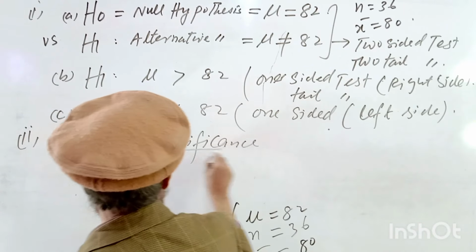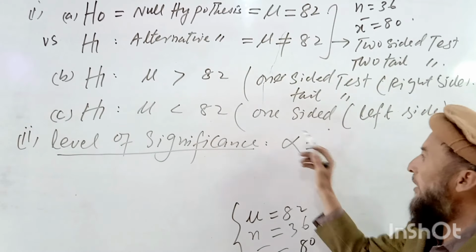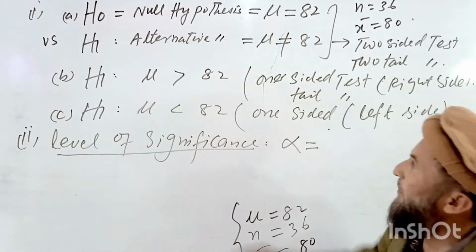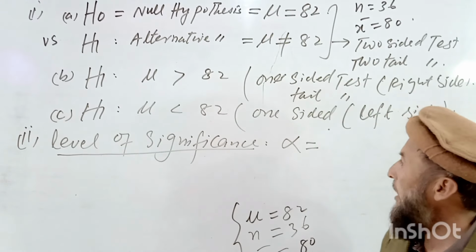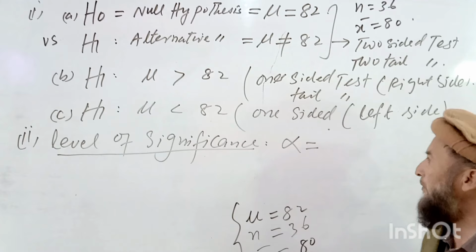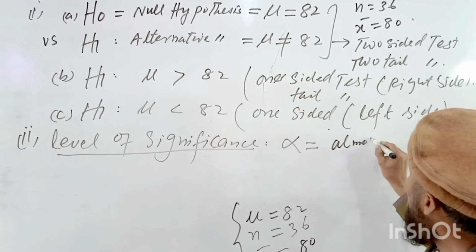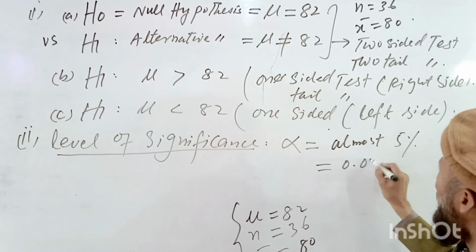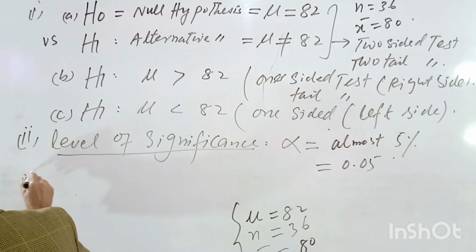The second step is the level of significance, denoted by alpha. What is alpha? We will discuss it in detail. The probability of rejecting the null hypothesis is called the level of significance. It is denoted by alpha and is almost 5%, that is 0.05.